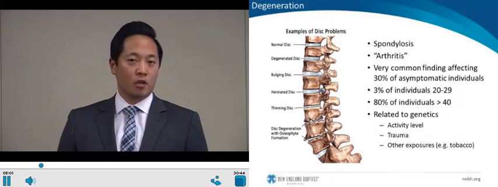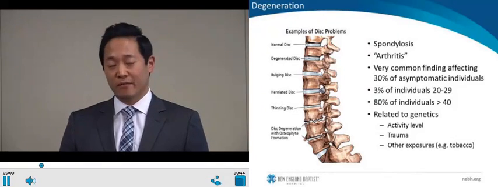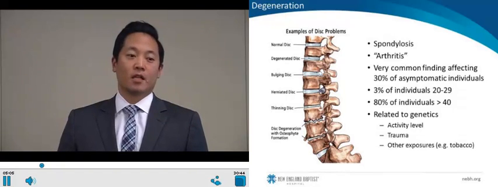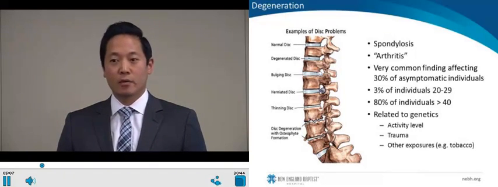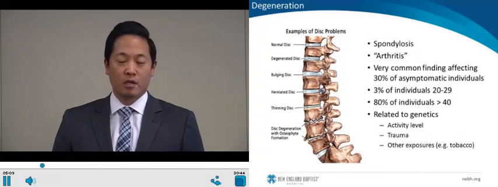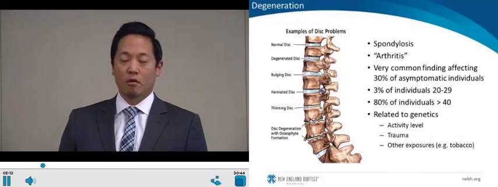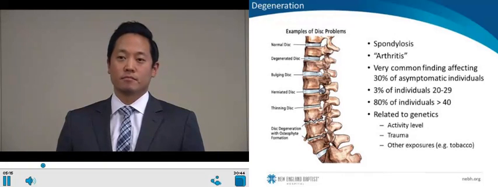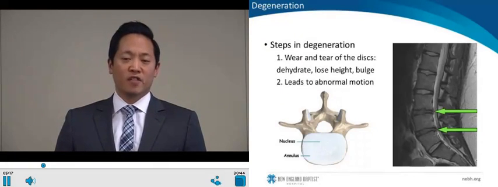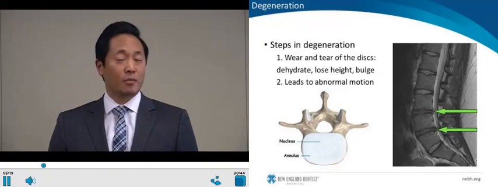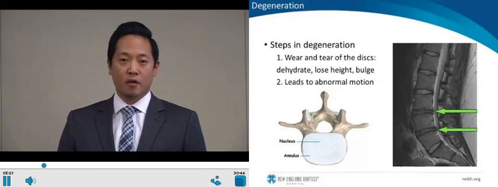But there are also other contributing factors, which include things like activity level, your occupation, any sports you may have played, trauma, as well as environmental exposures. Again, we know that patients who smoke tobacco are at higher risk of having low back pain or symptomatic spondylosis. We tend to think of degeneration as occurring in 4 steps, the first of which involves the disc.